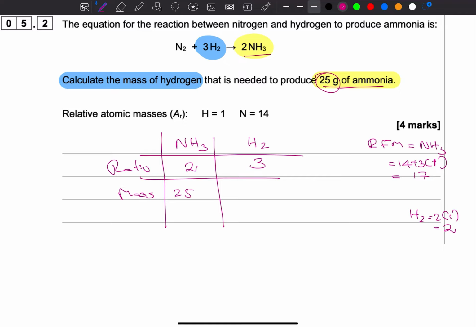So 25 divided by the relative formula mass of NH3, which is 17. That's the fraction then. It doesn't simplify. Then to go from 2 to 3, times it by 1.5. So 25 divided by 17, which of course doesn't simplify, times it by 1.5, which will give you 75 over 34.